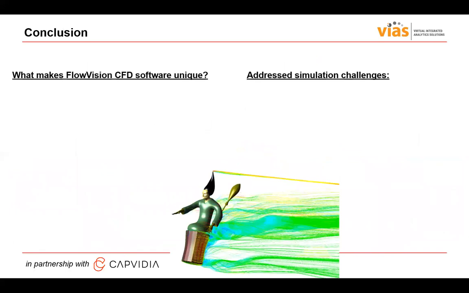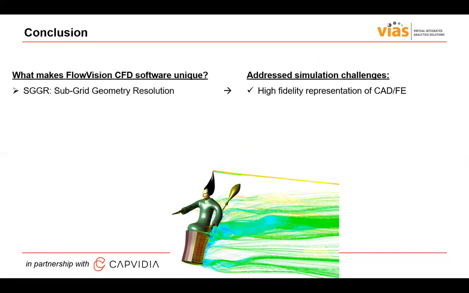And as a conclusion, I would like to quickly list what I've been talking about, what makes FlowVision CFD software unique, and what you can address with these unique capabilities. First thing was the subgrid geometry resolution, and this is addressing high fidelity representation of CAD and finite element models. Here, high fidelity means using the CAD and finite element boundaries as they are. This is the highest fidelity you can actually achieve.